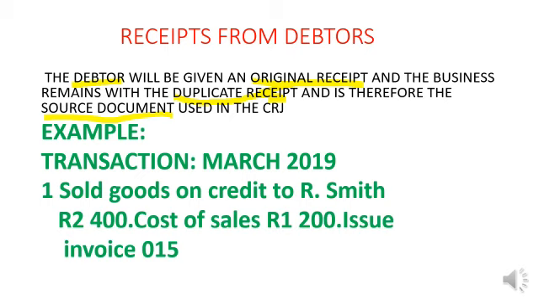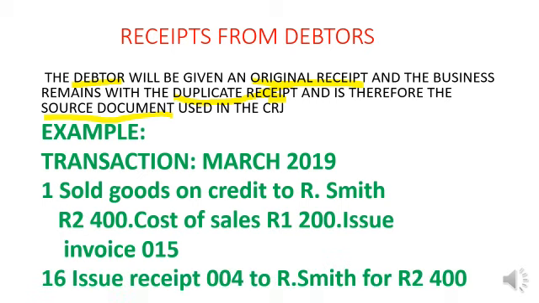I'm sure you all know that when goods are sold on credit, they are recorded in the debtors journal. So this transaction must go to the debtors journal. Okay, then the next transaction, issued receipt number 4 to R. Smith for 2,400. So it's the same guy here. On day 1 he is a debtor. He was buying goods on credit, bought goods worth 2,400. Now on the 16th of March, we gave that person receipt number 4. So when you are giving him a receipt, it shows that he's paying, so we are receiving money. So this transaction, the first one goes to the DJ, and the second one goes to the CRJ.